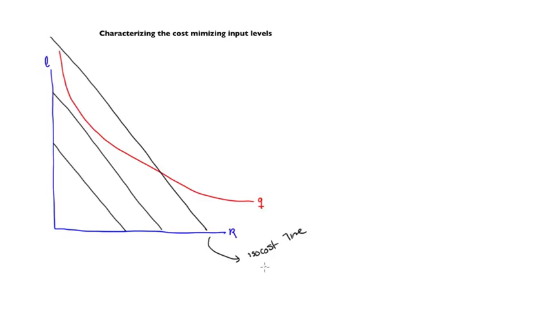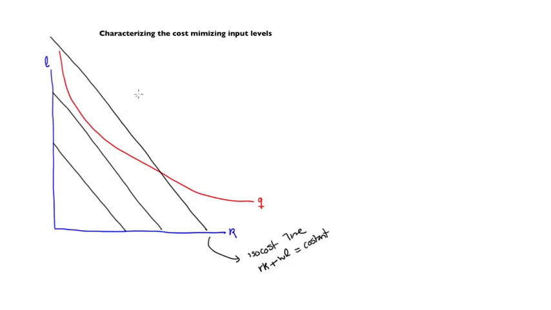These are the combinations of points K and L that have the same cost. So these are points K and L for which RK plus WL equals a constant. Now, think about what properties the solution needs to have. Lines out here are lines with higher cost. Lines in here, where this point is zero cost, are lines with very little cost.